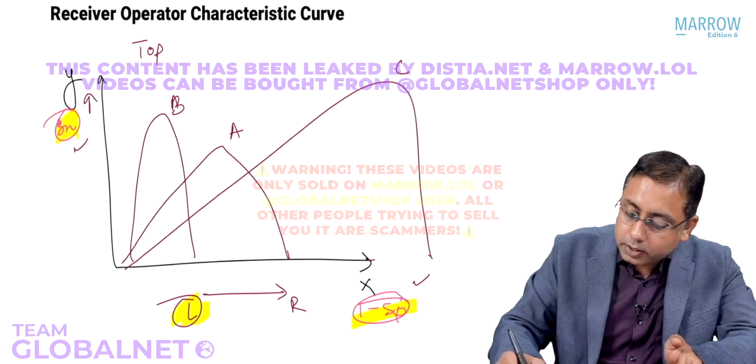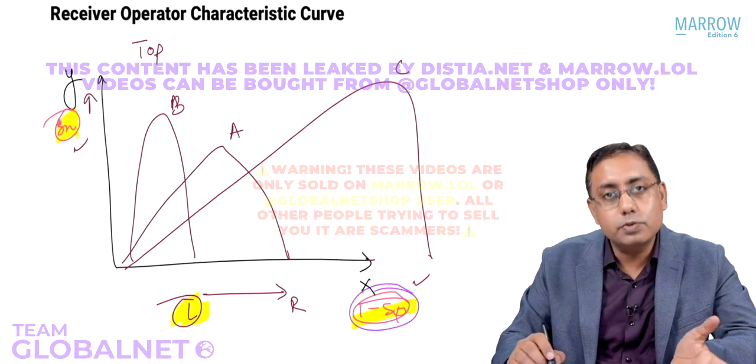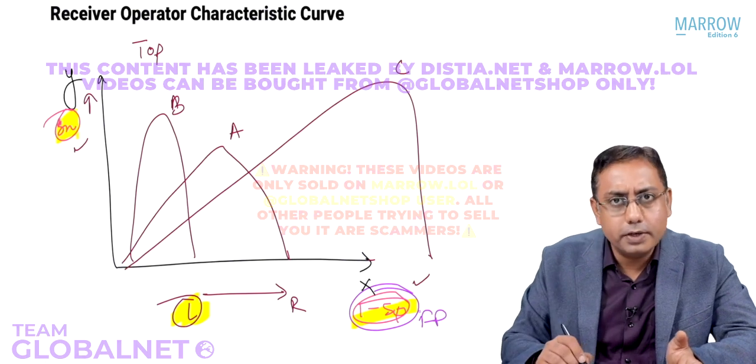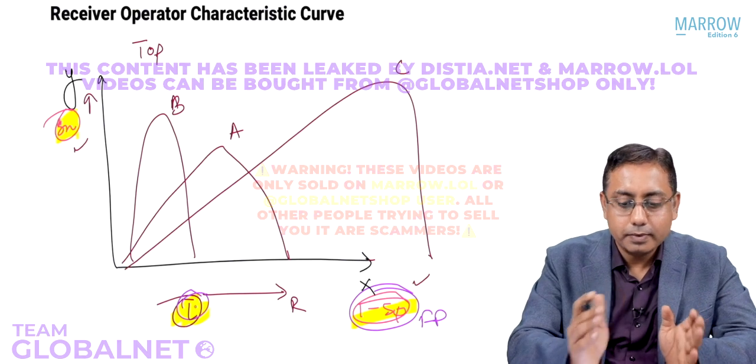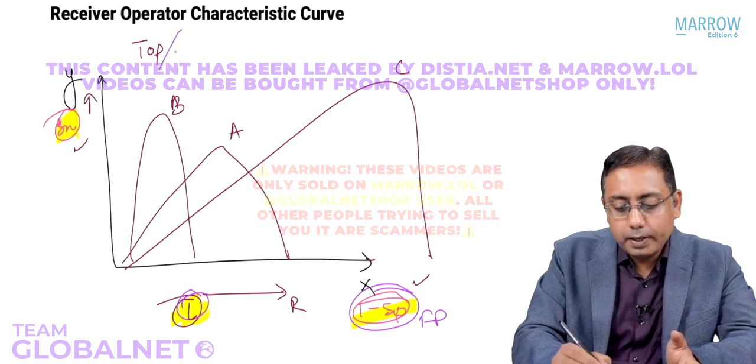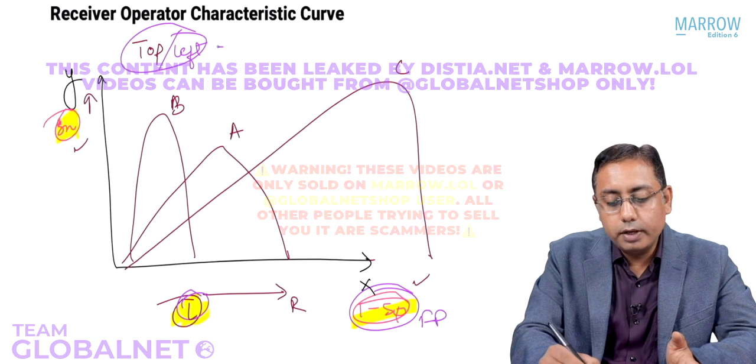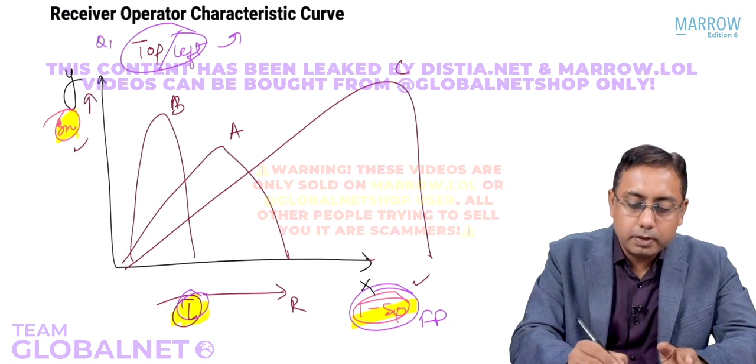Why? Because what is this? This is 1 minus specificity. What is 1 minus specificity? That's the false positive rate. So a good test should have a lower false positive rate. So a good test should be top and it should be more towards the left side on a ROC curve. That is your MCQ number 1.